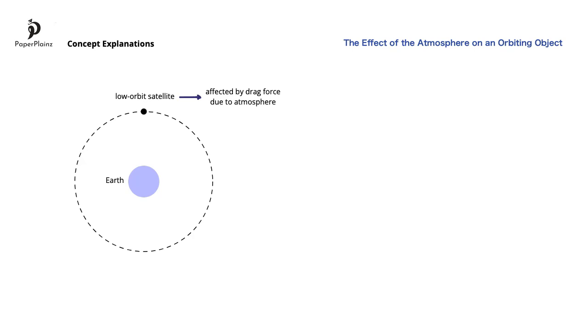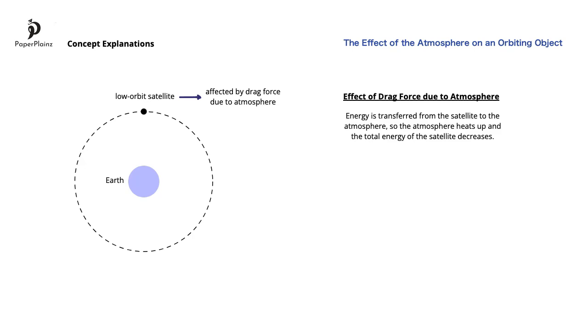Let's discuss these effects. As the satellite collides with the gas particles in the atmosphere, energy is transferred from the satellite to these particles, and the atmosphere heats up. Of course, this also means that the total energy of the satellite decreases.